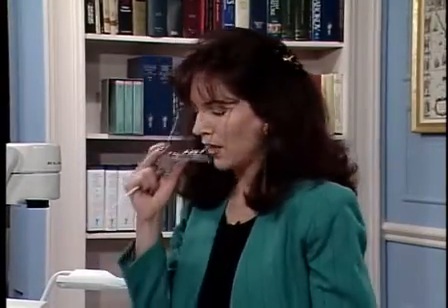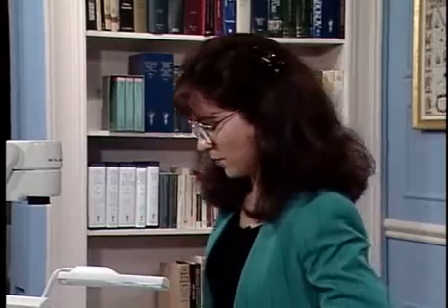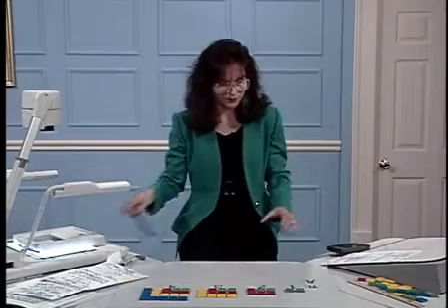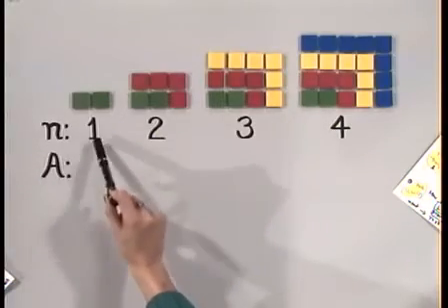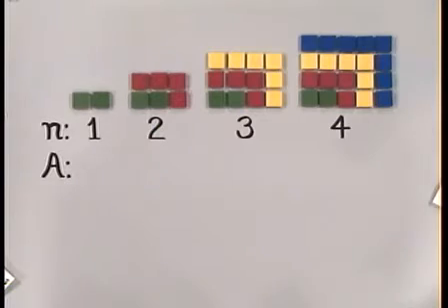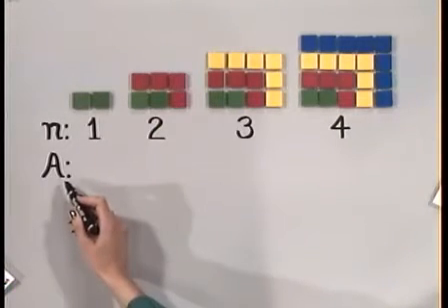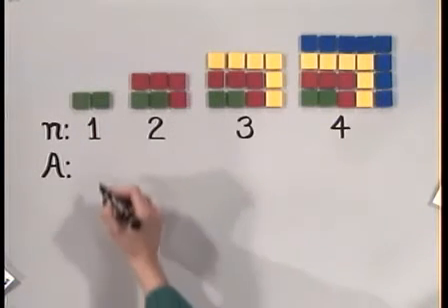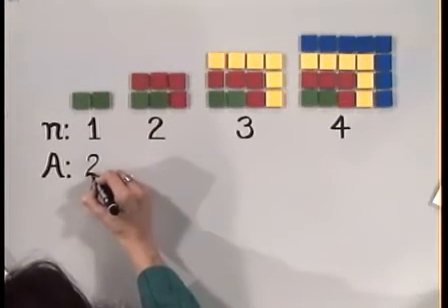We are now ready to embark on our second exploration for the day. These were square numbers. We're now going to something new, oblong numbers. For that, we need to go back to our math laboratory. And as before, we have the n value, which is the figure number, and A is the area of each figure. Figure 1 has 2 square units, so we can put 2.